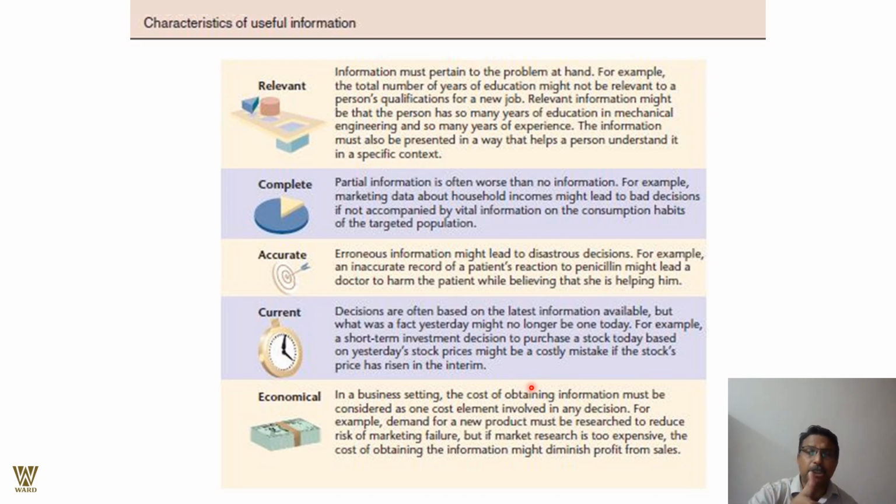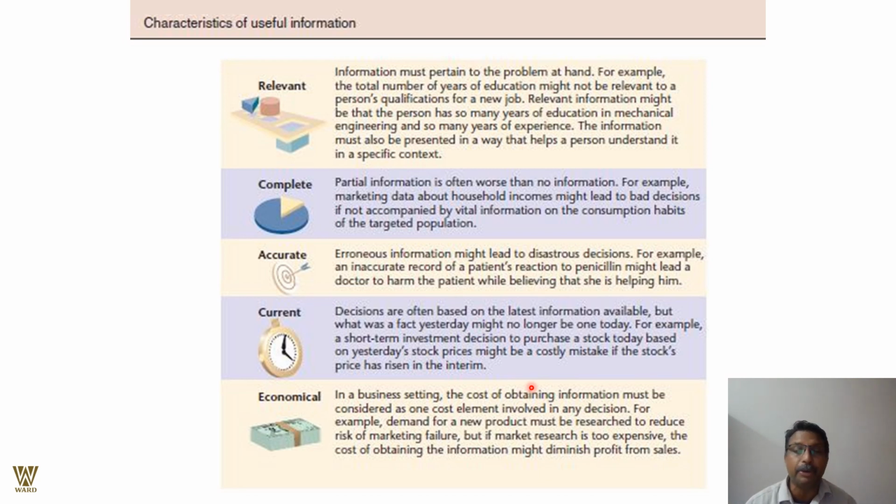So yes, the information has to be relevant, complete, accurate, and also current. Decisions are often based on the latest information available. But what was the fact yesterday might no longer be true today. For example, a short-term investment decision to purchase a stock today based on yesterday's stock prices might be a costly mistake if the stock prices have risen in the interim. So basically what happens, the stock prices have risen. Now you have purchased at the top. It might not come down, but it might actually plateau at that point of time.